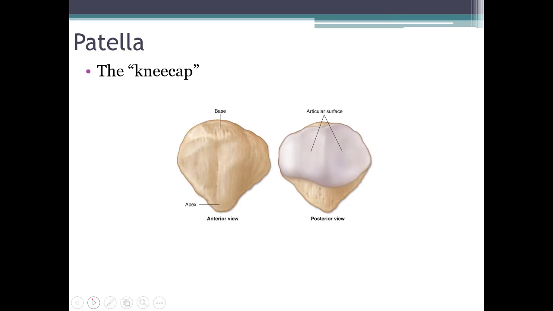Okay, as far as the kneecap goes, all you have to identify it as is the patella. You don't need to know apex or base. If I put this bone on an exam and it said ID bone, I would just simply expect that you said patella in return.